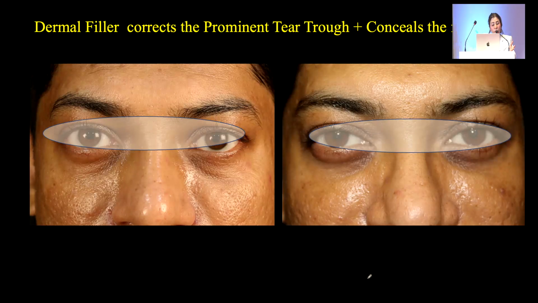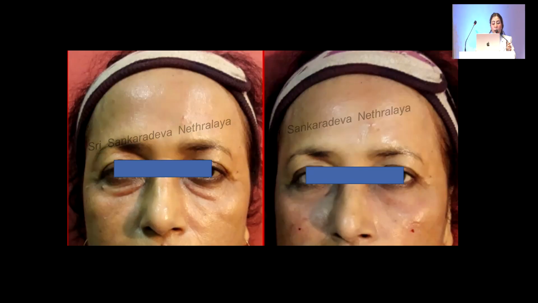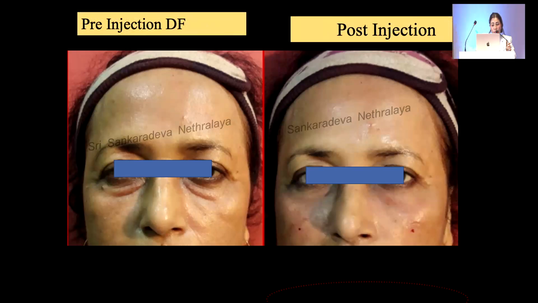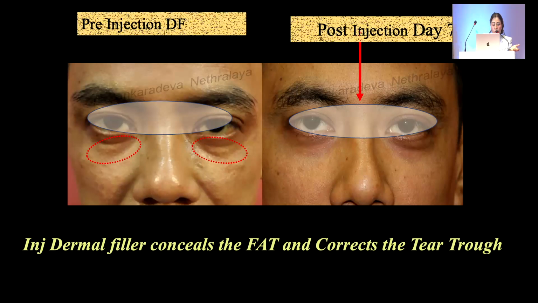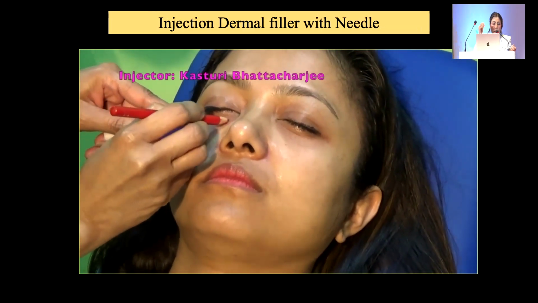And with the same filler, very often, especially in the early part, we see some amount of fat being bulged out here. And by injecting filler within this tear trough or the periocular region, you can conceal the fat, and these changes are seen immediately after the injection of the dermal filler. So this is the third indication for us, where you not only correct the tear trough deformity or correct the hyperpigmentation, but also conceal the periocular fat prolapse.